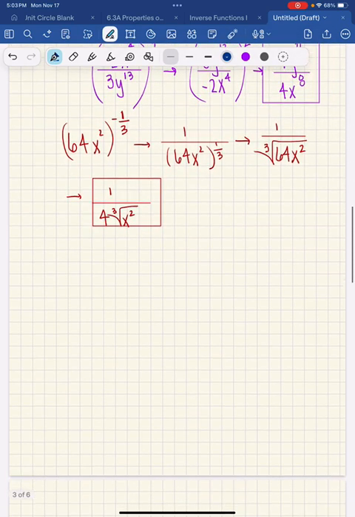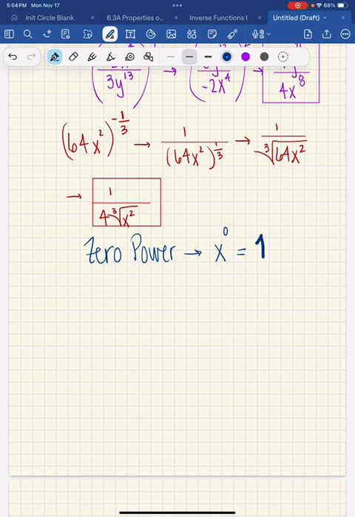Okay. Zero exponents. Anything to the 0 power is 1, except 0. 0 to the 0 power is called the indeterminate, and you'll talk about that when you get to calculus, which is probably sooner rather than later. Anything to the 0 power is 1.